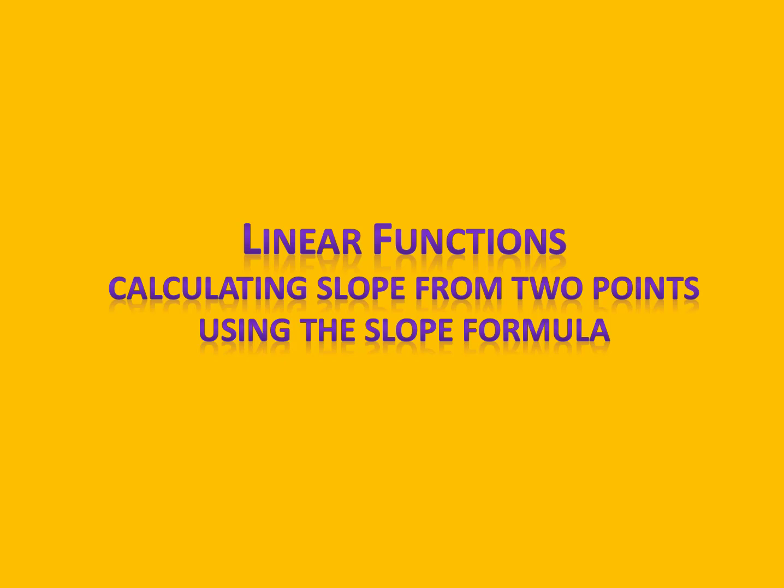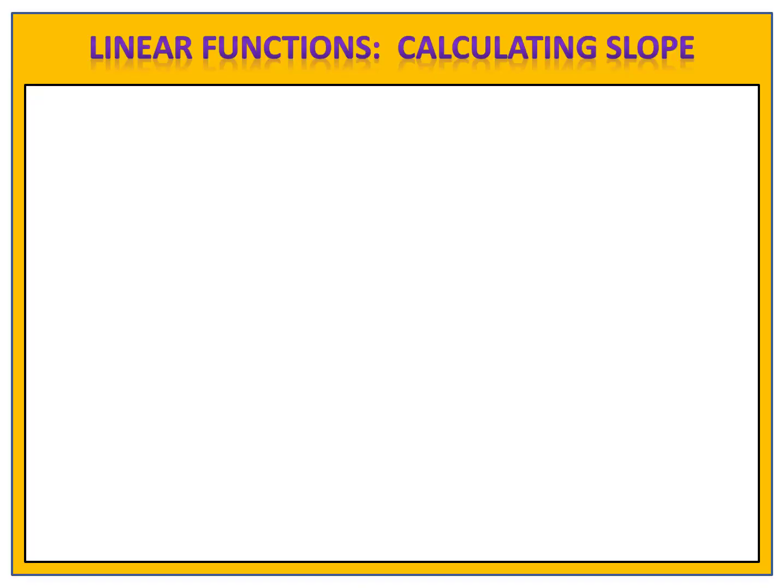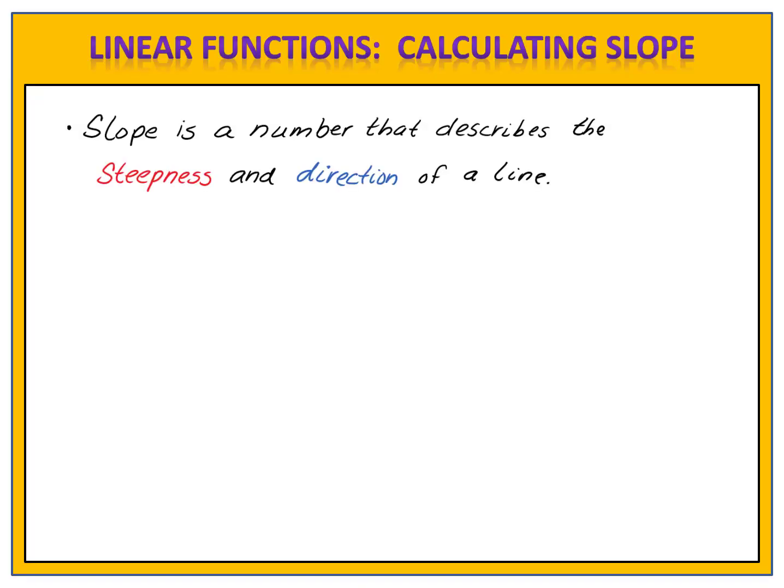In this lesson, we're going to learn how to use the slope formula to calculate the slope of a line. Let's begin with what we already know about slope. We know that slope is a number that describes the steepness and direction of a line. We also know that slope is the change in y over the change in x.